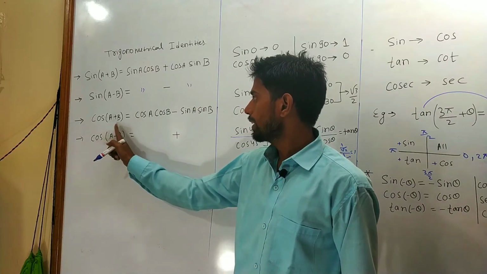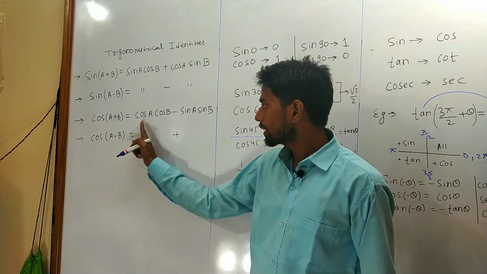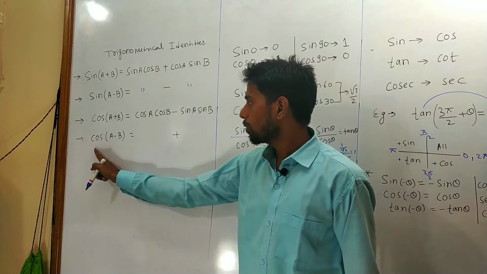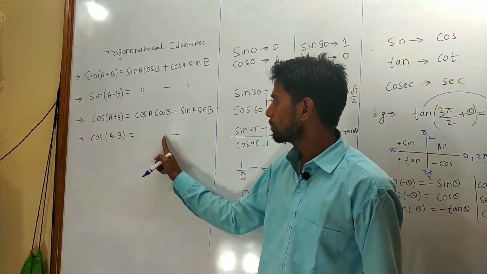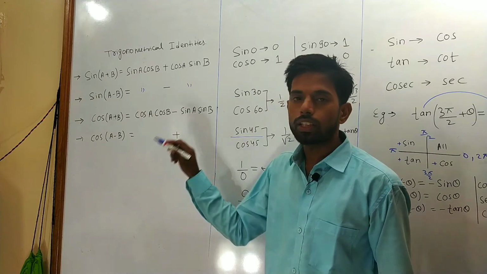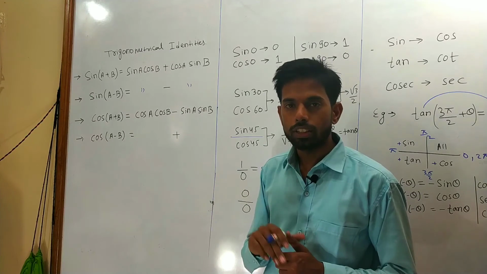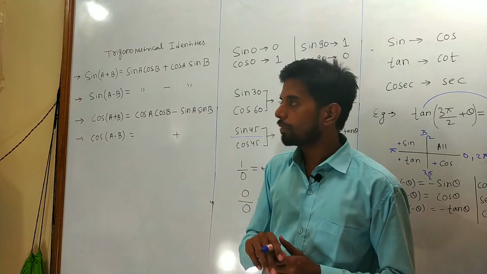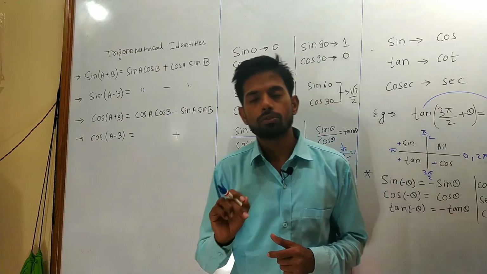Next, cos(A+B) gives cos A cos B minus sin A sin B. Similarly, cos(A−B), here minus, it will become plus: cos A cos B plus sin A sin B. This is the important formula. I will tell you the use while teaching; in many chapters you will find the use of this formula. At that time I will tell you the use. First of all, you have to remember this formula.